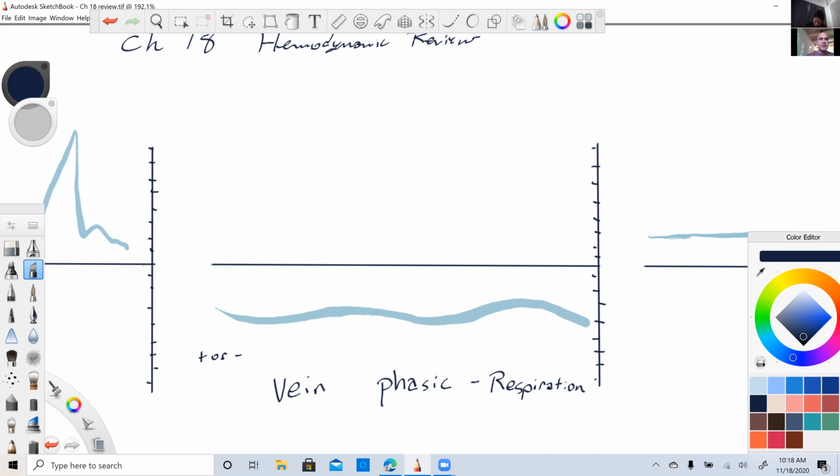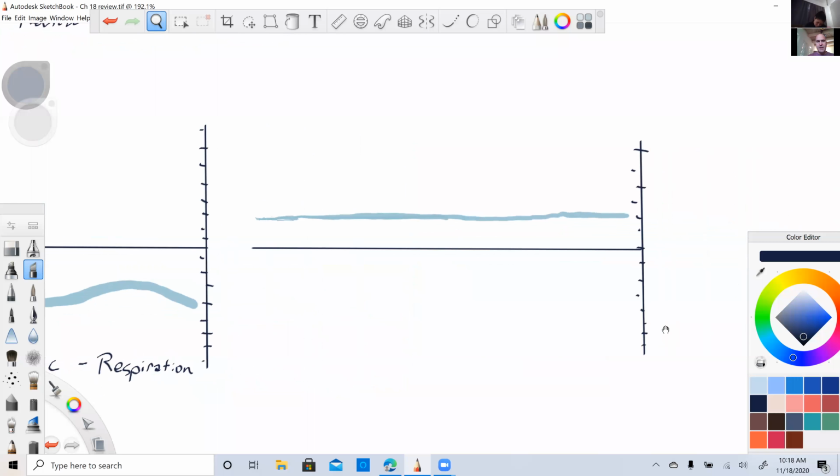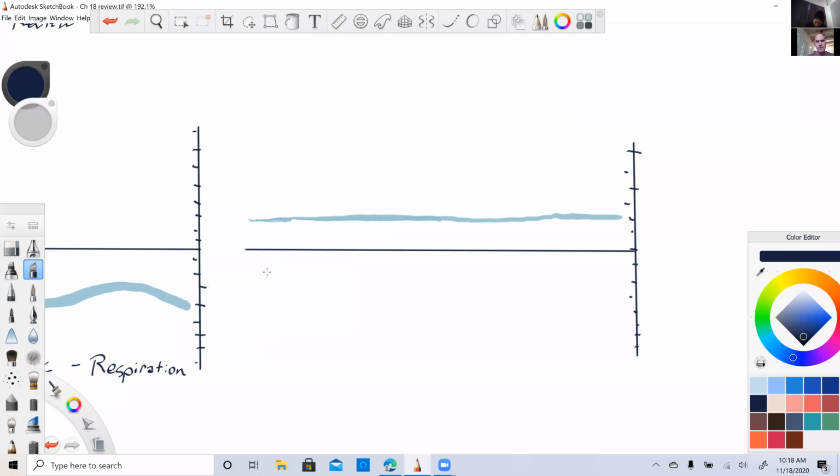But if they're a very shallow breather, then you won't see the phasic respiration either, because they're just too shallow. And then the last, but not least, is typically venous, but it can be arterial in certain circumstances. And so I went ahead and just put steady flow above the baseline.